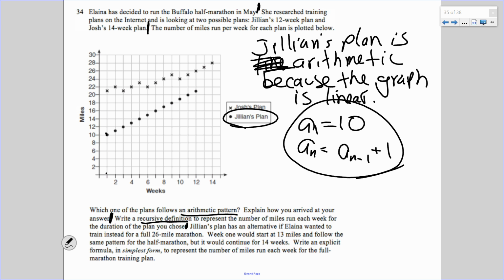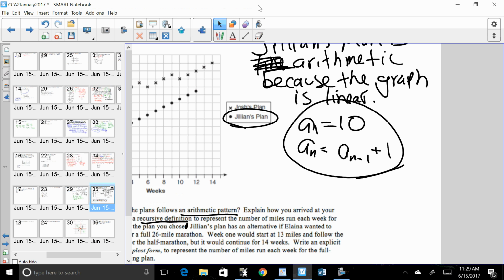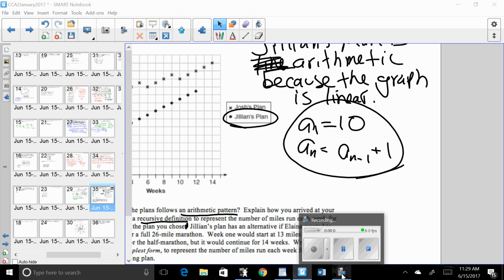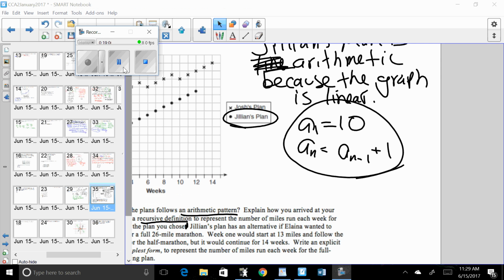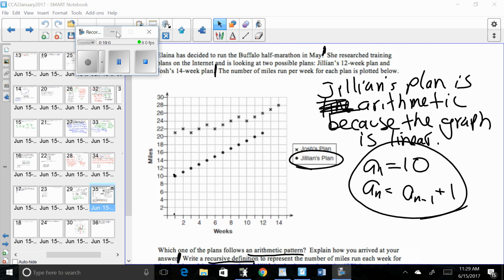Now, when the reading comprehension comes back in, Jillian's plan is an alternative if Elena wants to train instead for a full 26-mile marathon. I don't care what she's training for. I don't know if you do. I do care that I froze again, so give me a moment. And we're back.